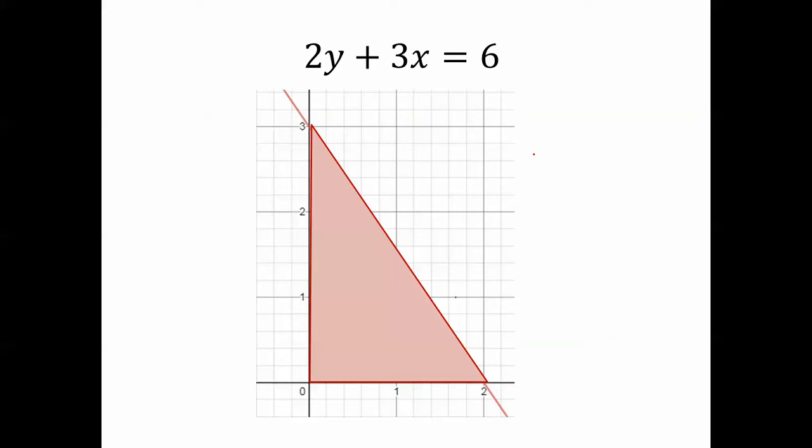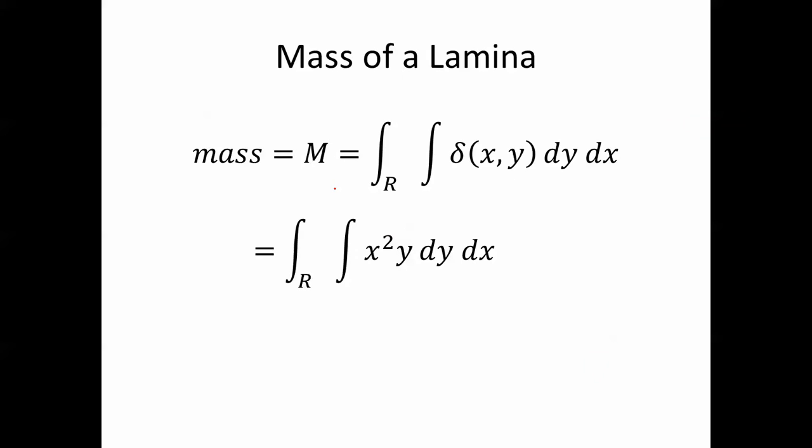Here's what the region looks like. Now again, notice that the density, delta, equals x squared y. So for example, the density here at 0, 0 would be 0. But as x and y increase, the density increases. In other words, you can think of it as getting heavier or denser as you move away from the origin. Okay, so again, the mass, m, is the double integral of delta of xy dy dx.